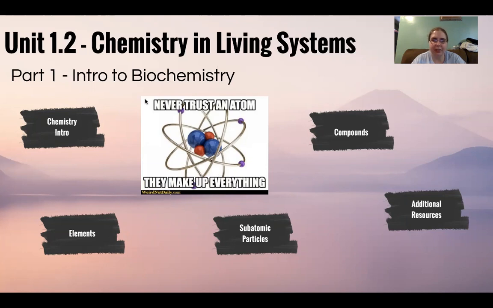So before we move on, I do want to draw your attention to, more or less, the center of the screen, one of my favorite science-related, specifically chemistry-related jokes. Never trust an atom. They make up everything. That's a knee slapper. All right, so without further ado, let's get started, shall we?